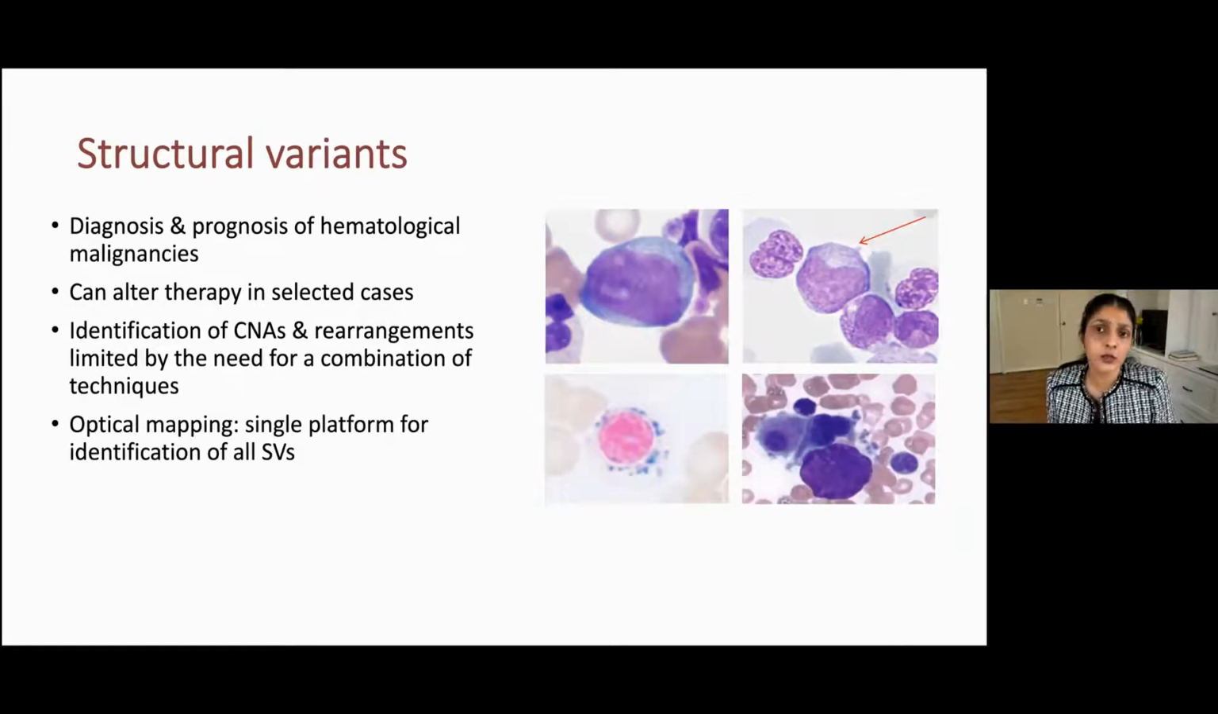So structural chromosomal variants are important for diagnosis and prognostication of MDS. And in some cases, detection of specific structural variants can alter therapy. Unlike somatic mutation profiling, high throughput detection of structural variants has not been possible because of the presence of multiple repeat sequences in the human genome.